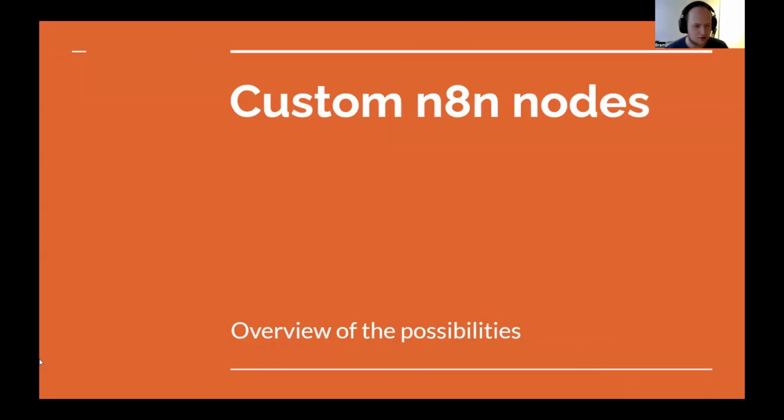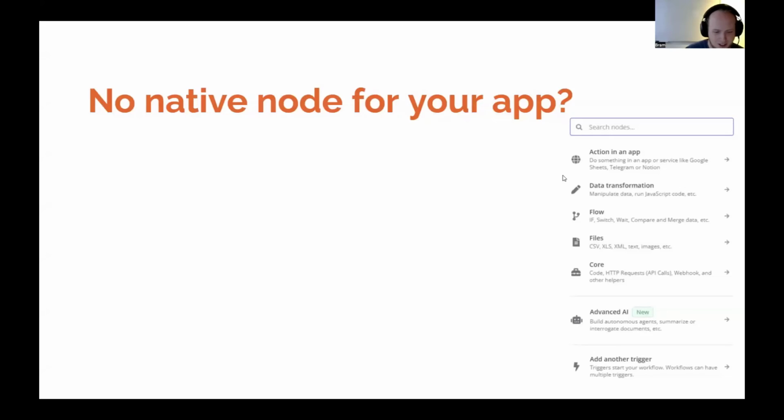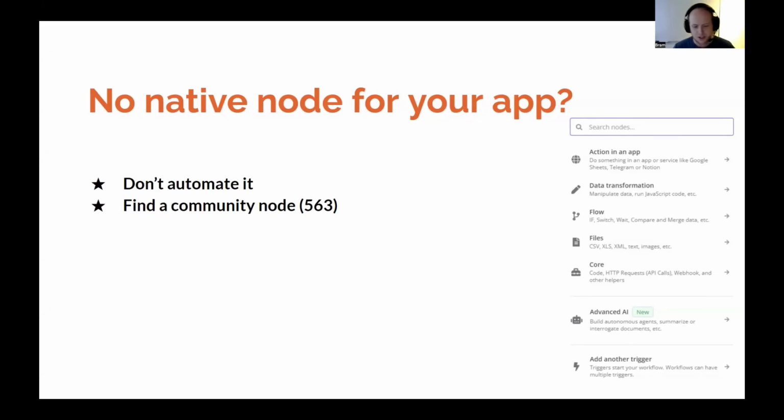So you have seen how to use the HTTP node. Seems complicated if you're not that technical. So what do you do if there are no native nodes for your app? Of course, you can not automate it. Not accessible. We'll skip that. You can find a community node. There's 563, at least when I created this. That's plenty, I think. There are also more nodes coming pretty much every day, so maybe it's more.